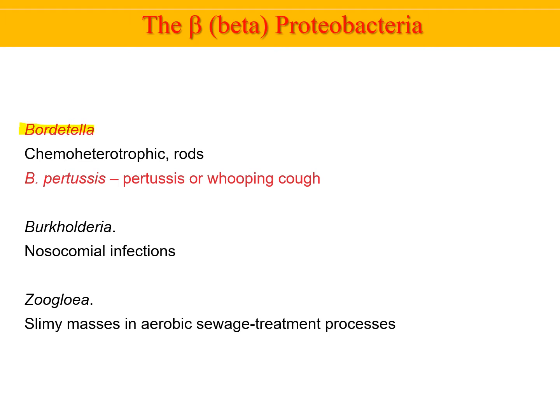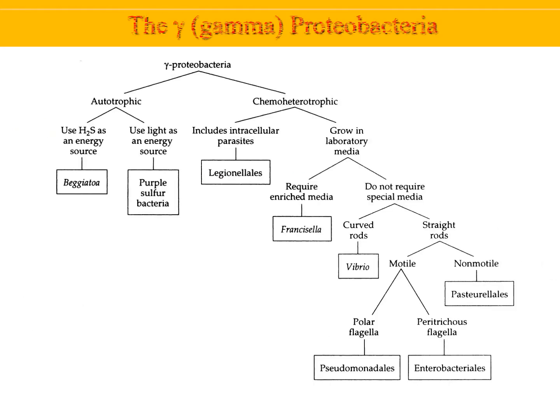One key member that causes disease in humans is Bordetella pertussis. Pertussis is a disease which also goes more commonly by the name whooping cough. Very serious. Luckily, there is a quite effective vaccine against it. That's Bordetella pertussis causing whooping cough.